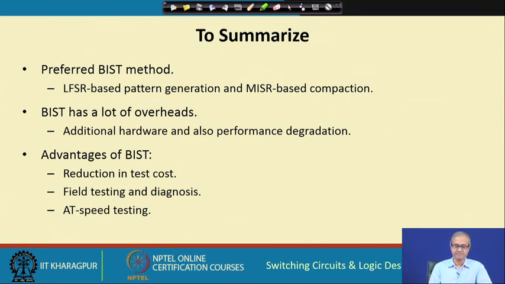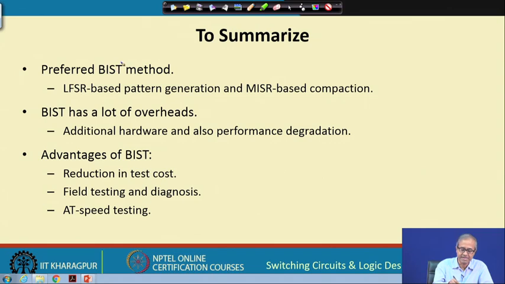So, to summarize, if you talk about built-in self-test, the preferred method is that you use pattern generation using LFSR based pseudo-random patterns, and on the output side you do compaction using multiple input signature register. But you understand, BIST has a lot of overheads: you need to have this pattern generator, response compactor, the ROM to store the golden signature, the comparator. This additional hardware also has to go inside the chip.